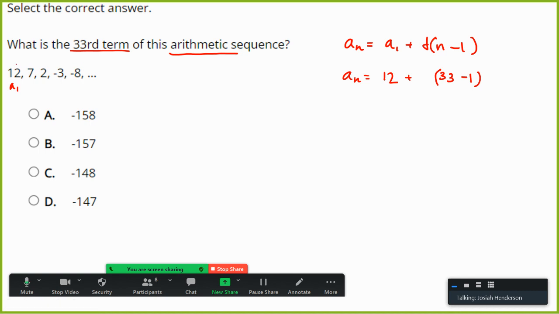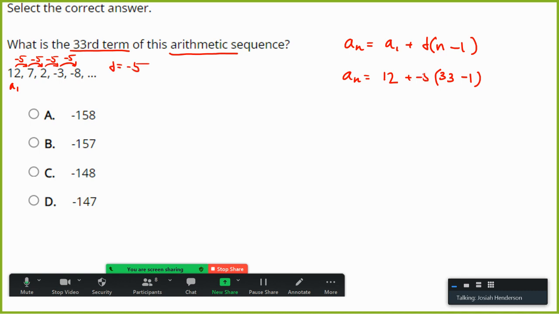Let's double check. I always like to, once I find it myself, check all the terms if they give us a list like this, just to make sure. 12 minus 5 gets me 7. Good. 7 minus 5 is 2. 2 going down 5 spaces should give me -3. That's correct. And then -3 minus 5, -8. So D is -5. Good job.